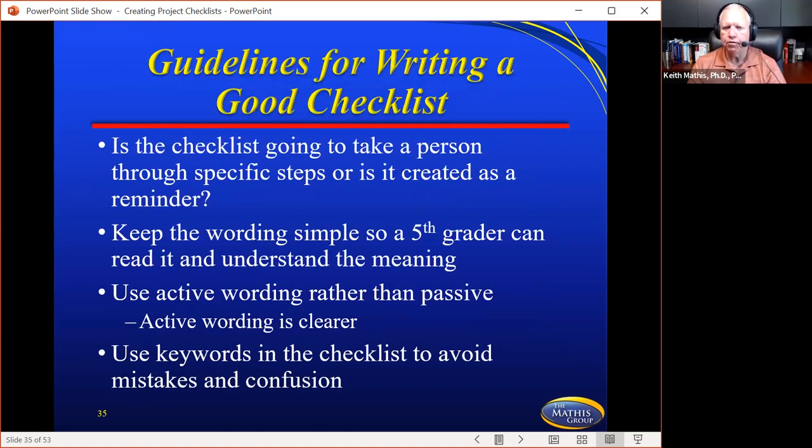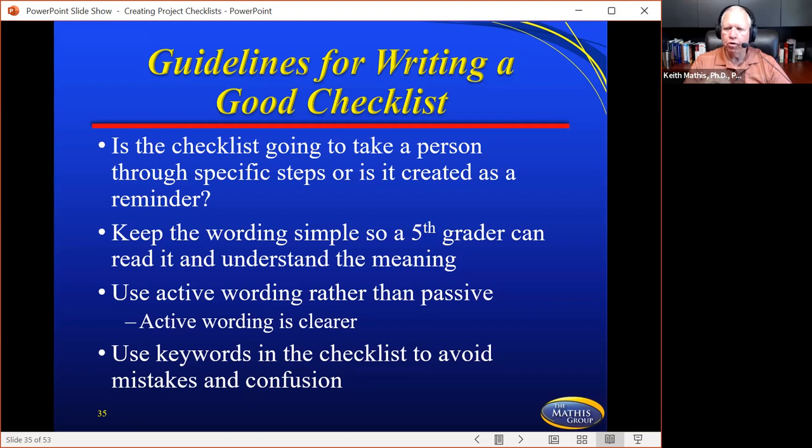Now, here's some guidelines for writing a good checklist. Is the checklist going to take a person through specific steps, or is it created as a reminder? The motivation here is two different things. If it's going through specific steps, then it's going to be 1 through 15, and they have to do it in that order, and they have to understand why. If it's to be a reminder for certain things, then that might be a little bit softer approach in your checklist.